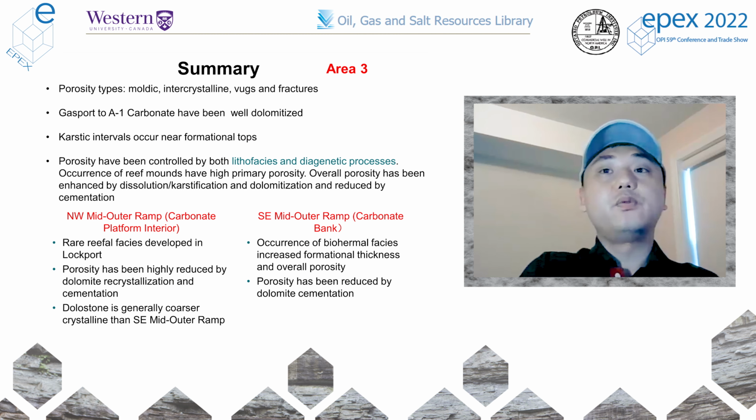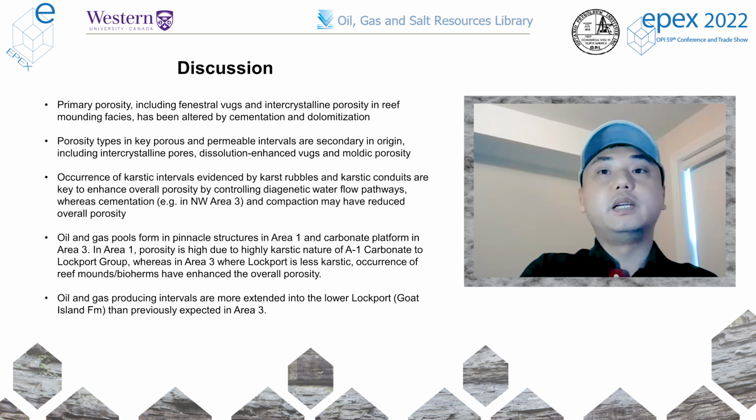So in Area 3, the regional porosity and permeability distribution is controlled by a variety of factors, including the lithofacies, textural variations, and diagenetic history. And in Northwest Area, the porosity has been highly reduced by dolomite recrystallization and cementation. And in Southeast Area 3, the occurrence of biohermal facies increased formational thickness and the overall porosity. So the primary porosity has been altered by diagenetic cementation, dissolution, and dolomitization throughout the whole area.